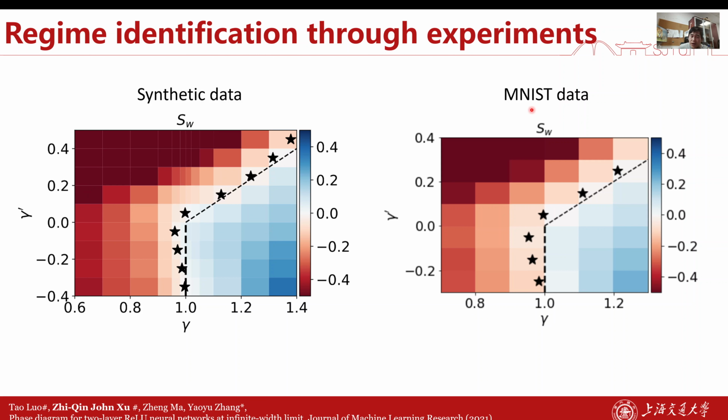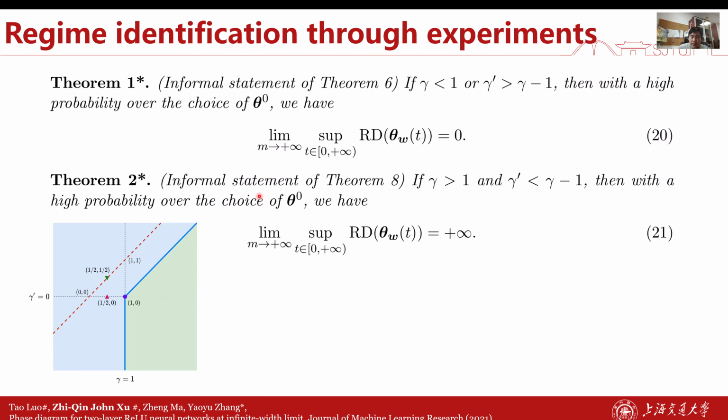And similarly, for this data set for two-layer neural networks, we have a similar picture. The dashed curve means the theoretical study to reveal their separation, and the star points are the interpretation of our experiments. So the experiments and theory are quite consistent.